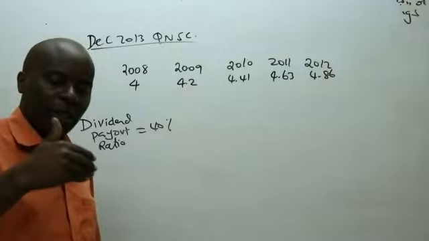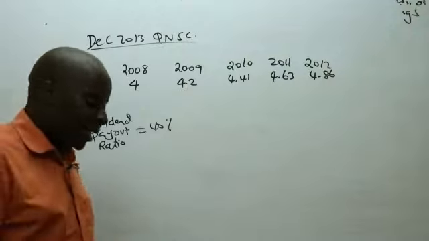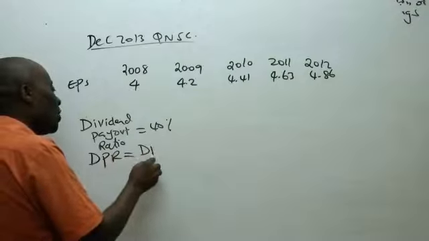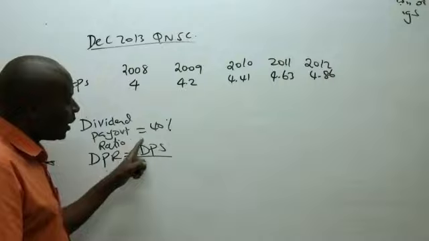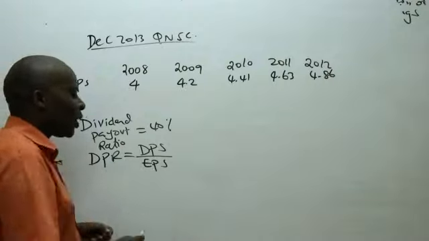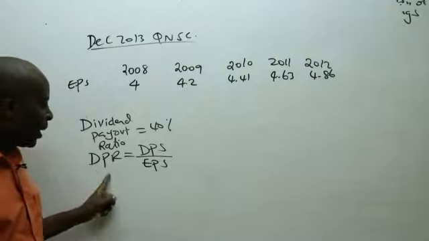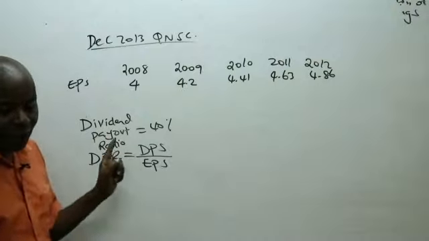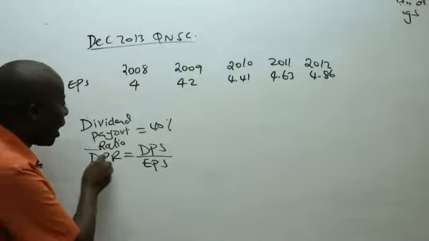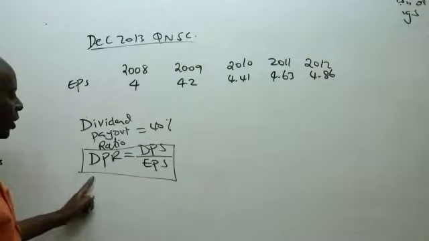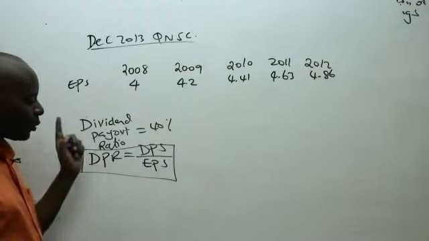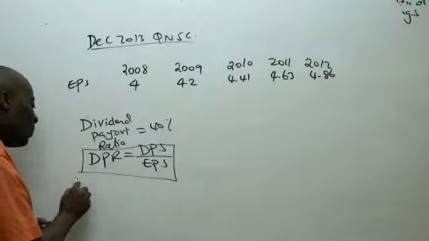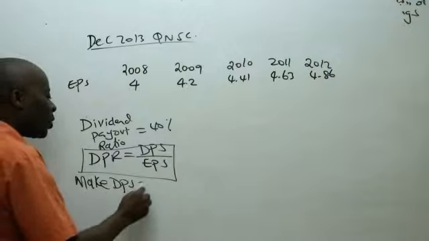Dividends are normally paid out of our earnings. So the dividend payout ratio is always DPS, dividends per share, all over earnings per share. Please write this, and if possible, highlight this. Dividend payout ratio equals dividends per share all over EPS.